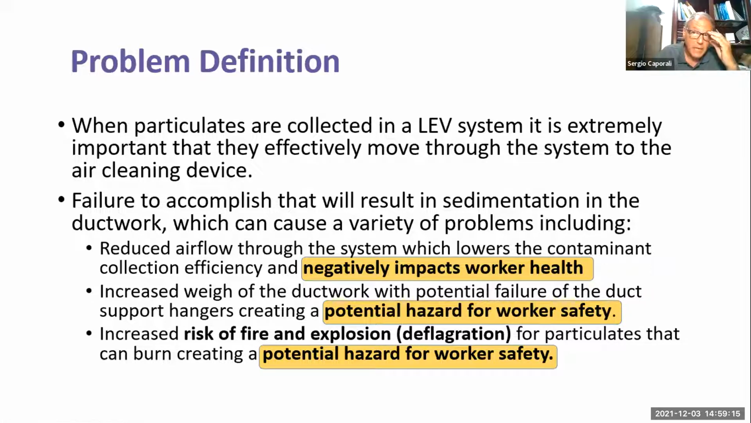Bottom line, if they don't work properly, if contaminants are not effectively conveyed through an industrial ventilation system, there are a lot of ways workers' health or safety can be affected.